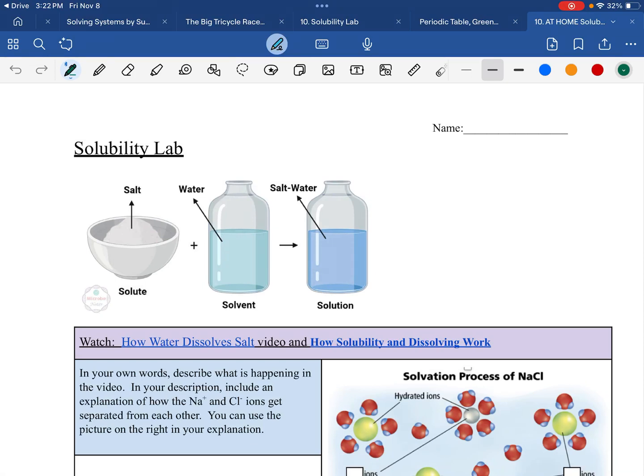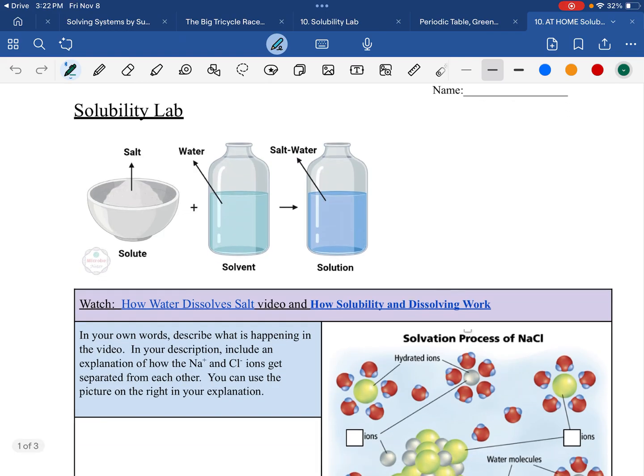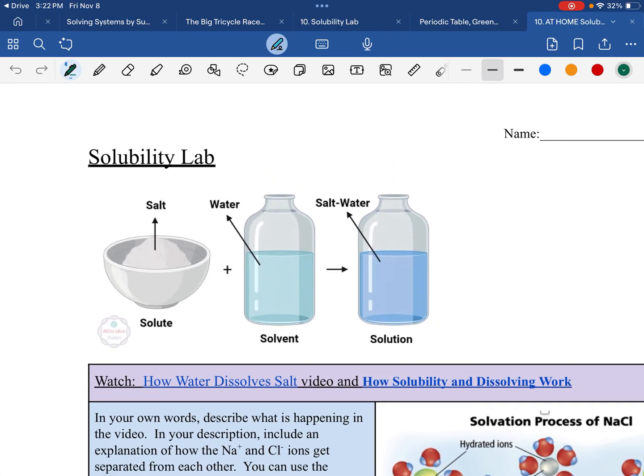So here are some instructions for the at-home solubility lab. This first picture gives us some science definitions of what goes into making a solution. So you might hear that you have a saltwater solution, and you probably know that that is salt dissolved in water.